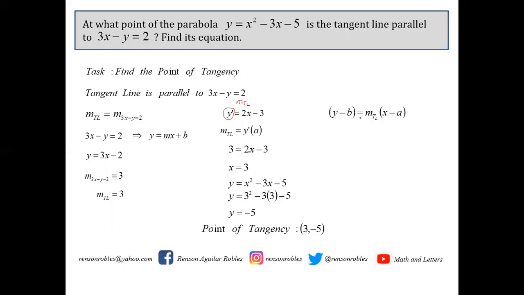So we have y minus b equals the slope of the tangent line at x times x minus a. So we shall have y plus 5. That's y minus negative 5, and that gives us y plus 5 equals the slope of the tangent line, which is equal to 3, times x minus 3. Then simplifying, we shall have y plus 5. You just introduce 3 to each term inside the parenthesis. So that's 3x minus 9. And therefore, the equation of the tangent line is given by 3x minus y minus 14 equals 0.